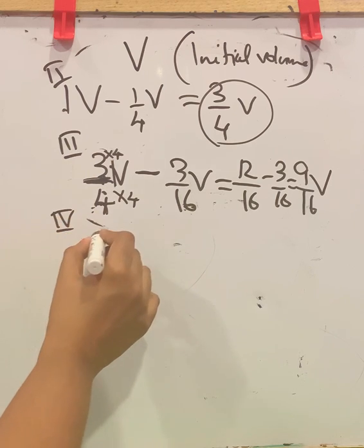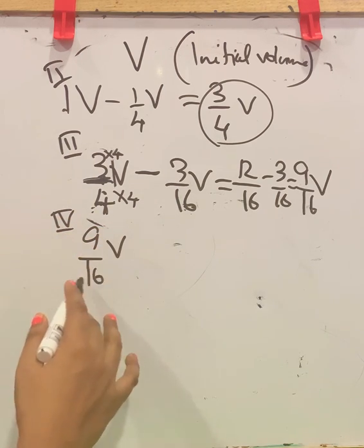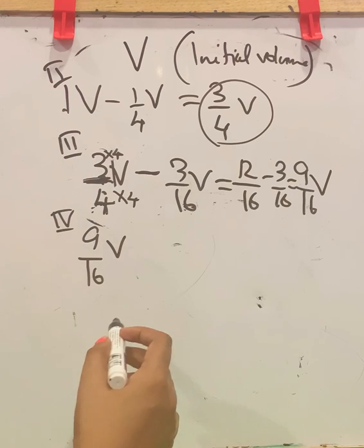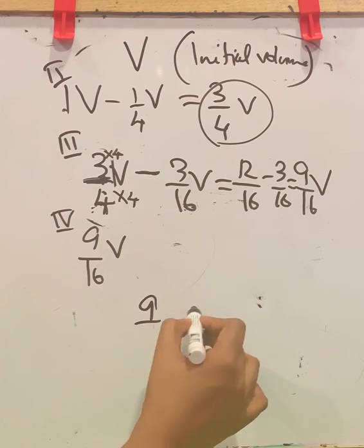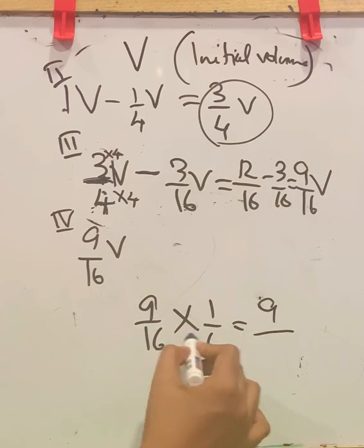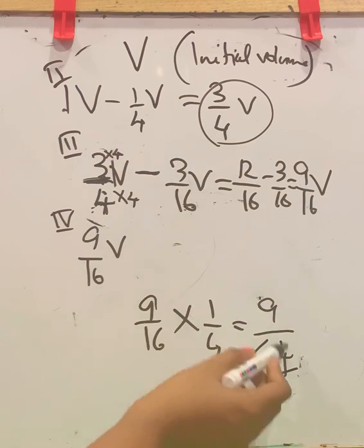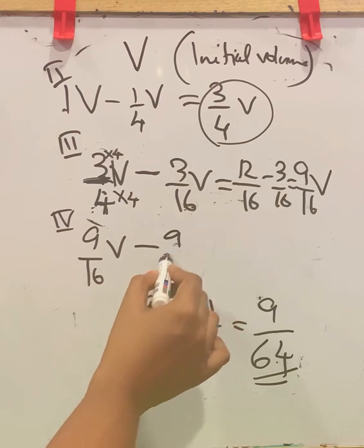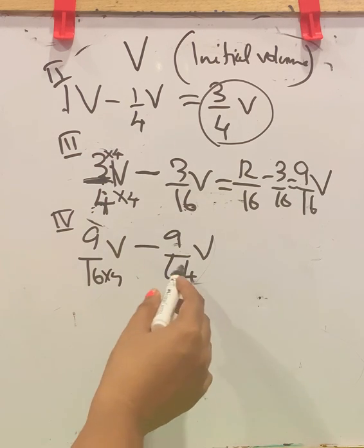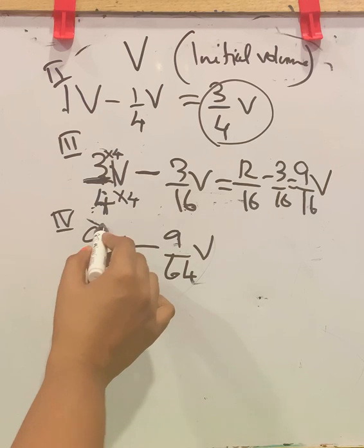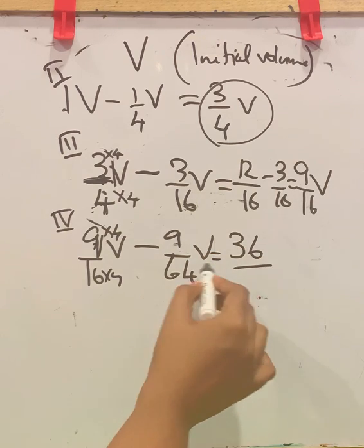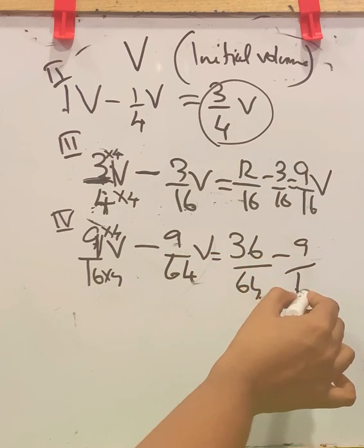So, in fourth term, 9 by 16 volume is there. Now, this is the remaining one. From that, you have to subtract 1 by 4th of this. So, first we will find 1 by 4th of 9 by 16. It is 9 by 64. This you have to subtract. 9 by 64 V. This is 16 and this is 64. 16 into 4 is 64. Then you will get the denominator as same. So, here also into 4. Here it was 9. 9 fours are 36 by 64 minus 9 by 64.